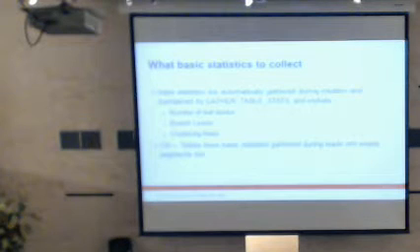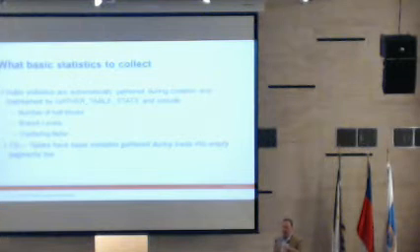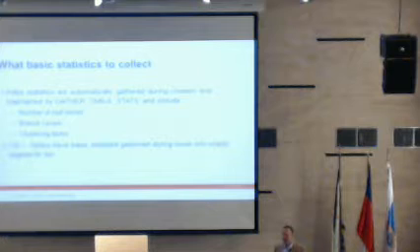Index statistics. These are automatically gathered during index creation and maintenance, and include things like the number of leaf blocks, branch levels, clustering factor. An important thing to know: since Oracle 10g, anytime you do a create index or an alter index rebuild, you have already computed statistics on that index.